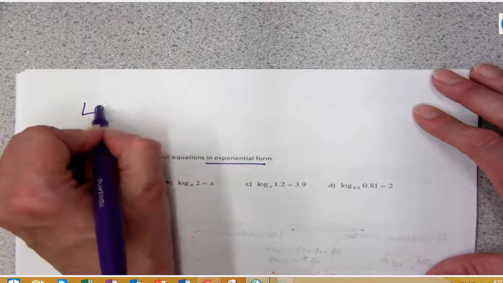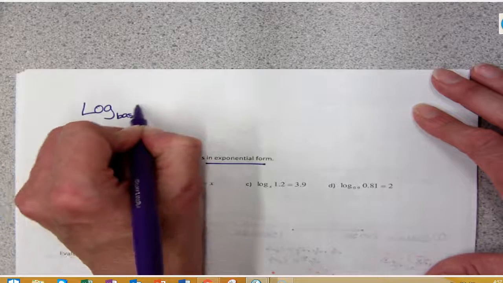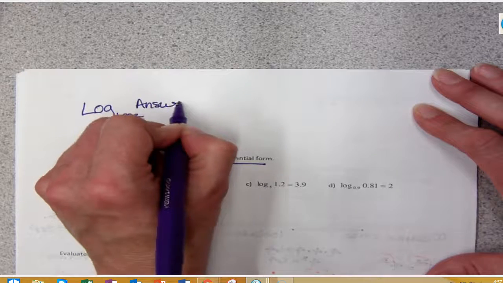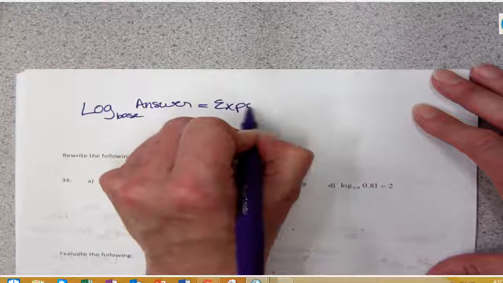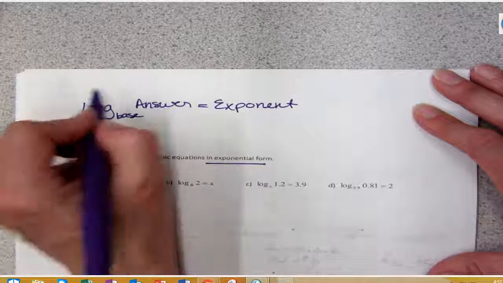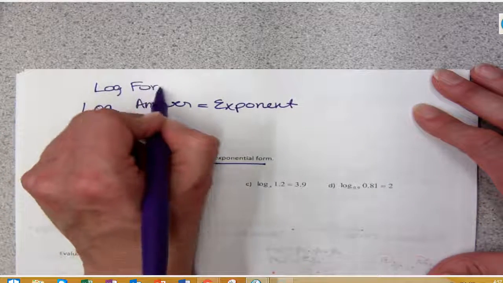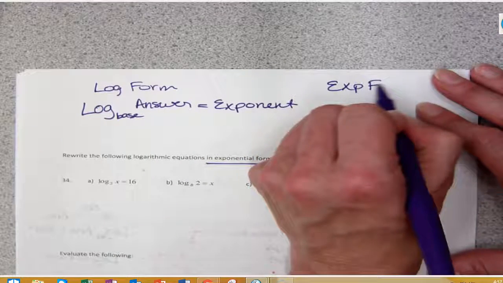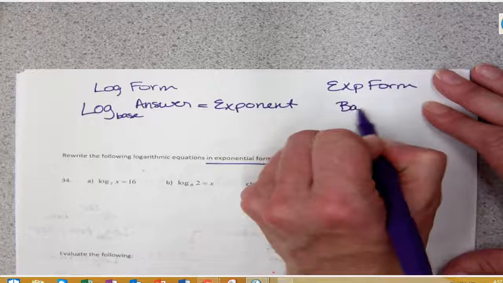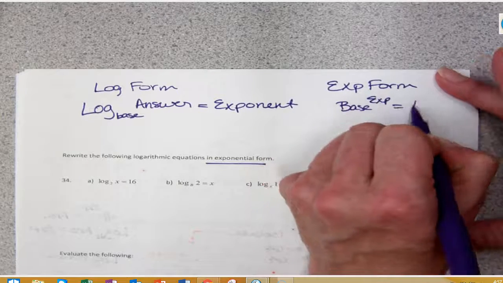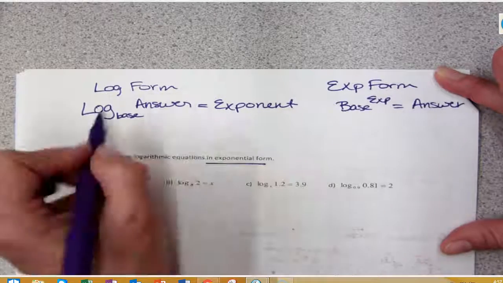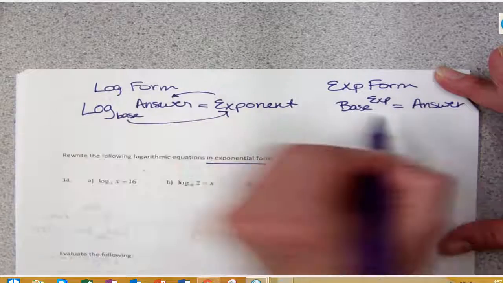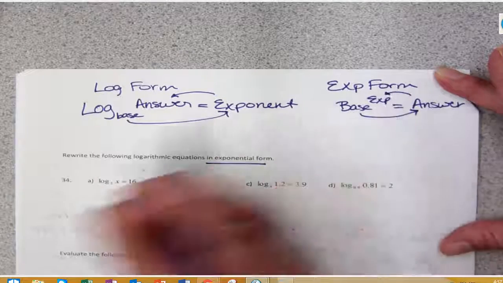Now rewrite these in exponential form. So hopefully you can do this in exponential form. I'm not going to do that for all of these, but I'm going to show you, right? You've got your log, your base, your answer, and your exponent. That's your log form. Your exponential form is your base, your exponent, your answer. So do you see? Boom, boom, boom, boom.